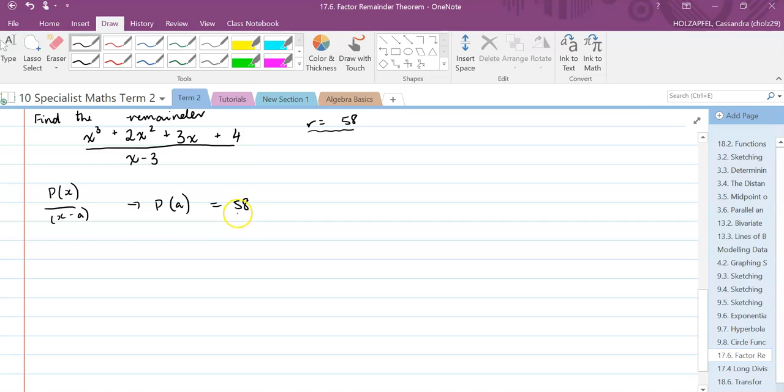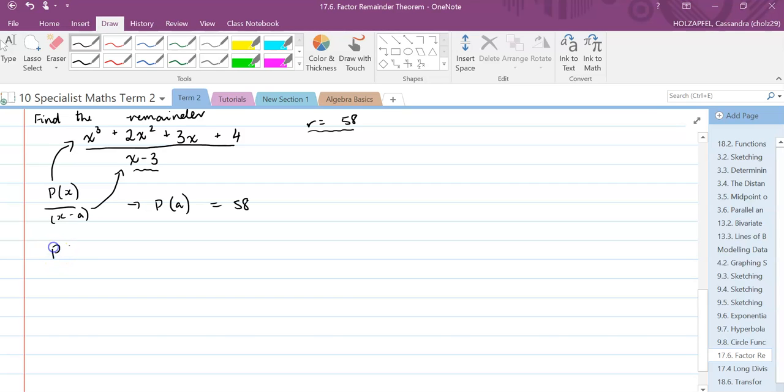So let's see if this is actually the case. So what's our actual function? Well, our actual function here, p of x, is equal to x cubed plus 2x squared plus 3x plus 4. Our divisor, or our linear factor, is going to be equal to x take away 3. So what I want to do in this case, remember, we want to substitute in the positive value, or the opposite value to whatever is stated here. We want to substitute that into our function.